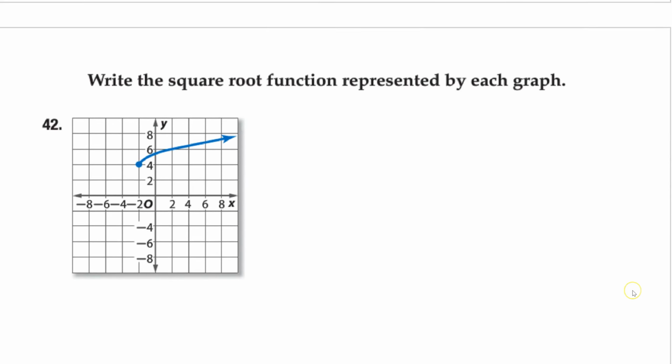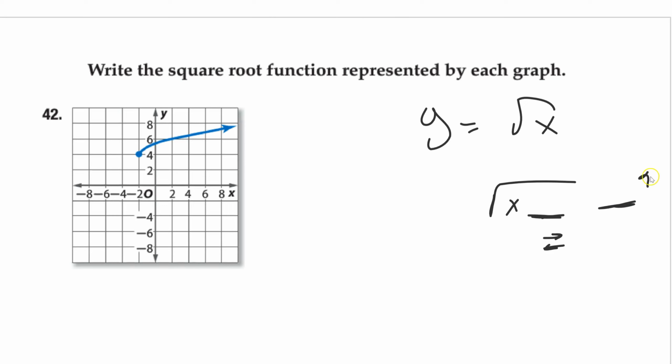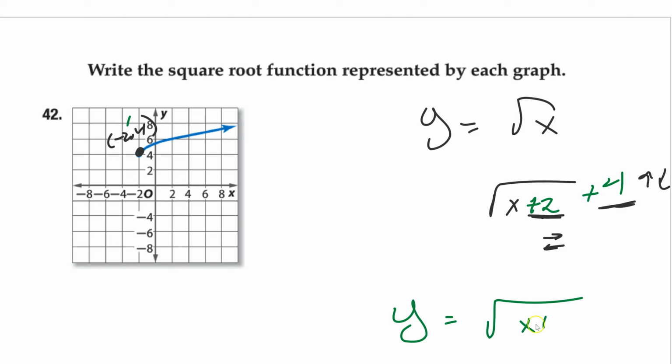Now let's go backwards, like I always love to do. Right, so if we're going backwards, we've got to understand a couple things. Our basic graph looks like this. And now, anything that's out here moves it left and right. Anything out here moves it up and down. So look at this graph. We're starting at -2, 4. Inside opposite, so this is going to be plus 2. Outside follow, so plus 4. So that's our equation. x plus 2 under the root, plus 4 on the outside.